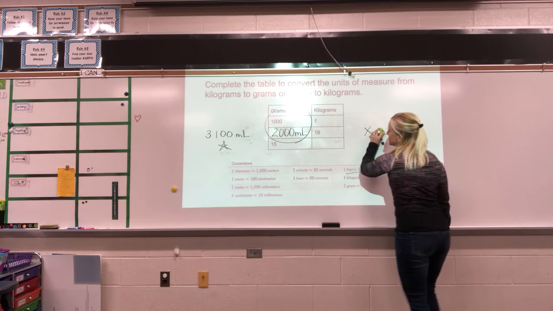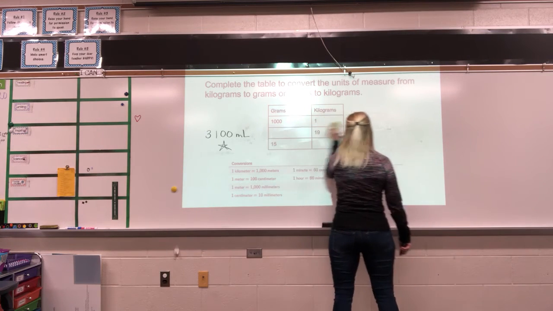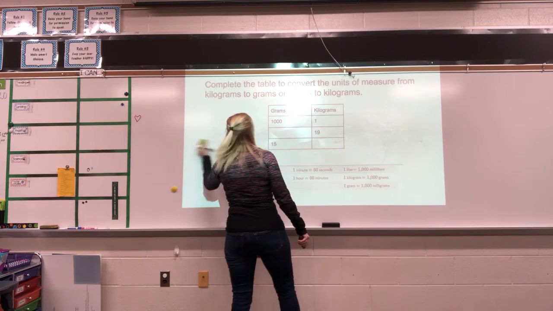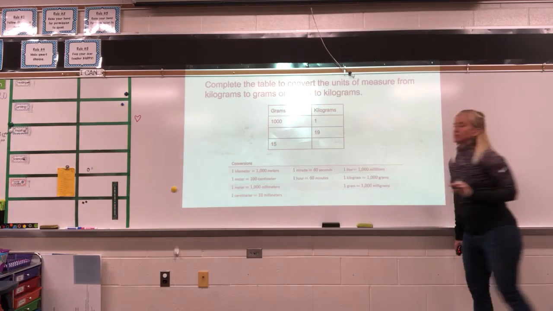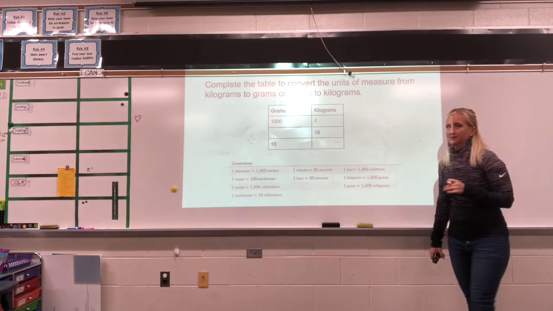All right, let's try this one. It's filling out the table again. And now we're changing from grams to kilograms. So go ahead and try it, and then we'll come back.